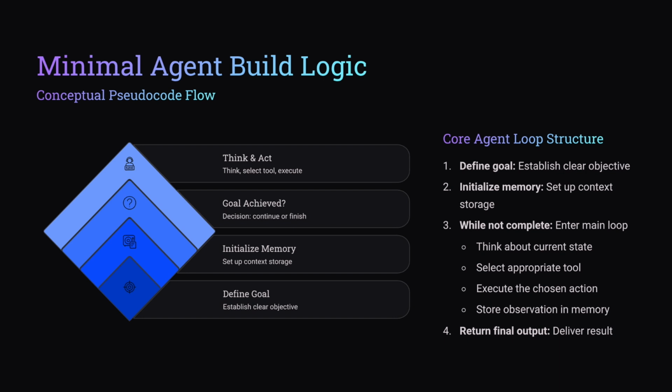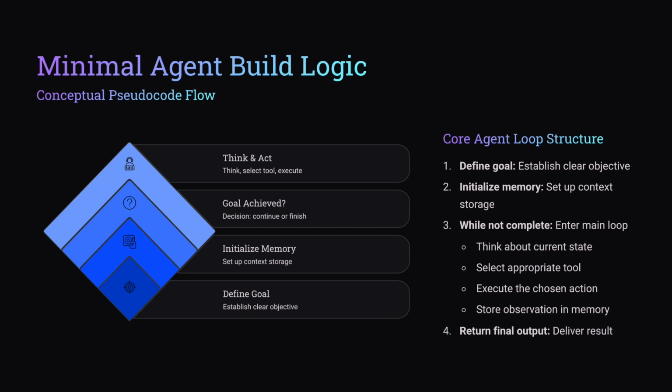Let's slow this down. First, think. This is the reasoning step. The LLM evaluates: what do I know? What do I need? What should I do next? This is not action yet. This is planning.